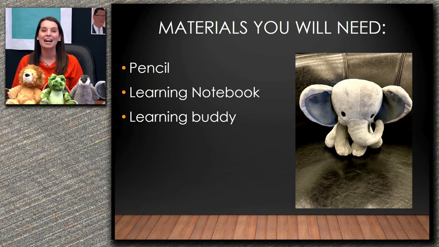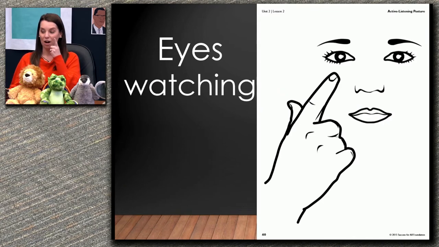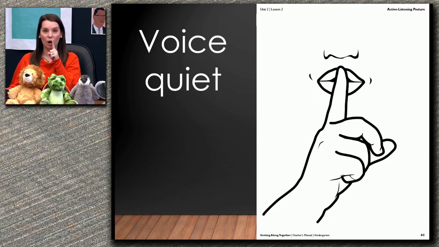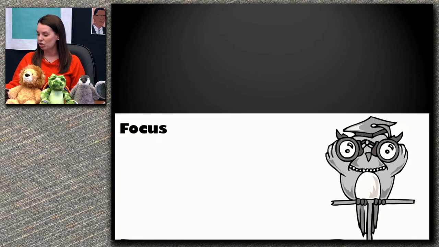Now, let's remind ourselves what our jobs are when we come together today and every day in our TV classroom. Your job is to listen, share, read, and write. Now, strong listeners keep their eyes watching, ears listening, voice quiet, body still. And even though you're showing all that strong, active listening posture, you also need to remind your brain to focus. That means your brain should be paying close attention to what I'm saying. Or if you're going to be sharing with a learning buddy, someone else in the room with you, your brain should be listening to what they are saying.